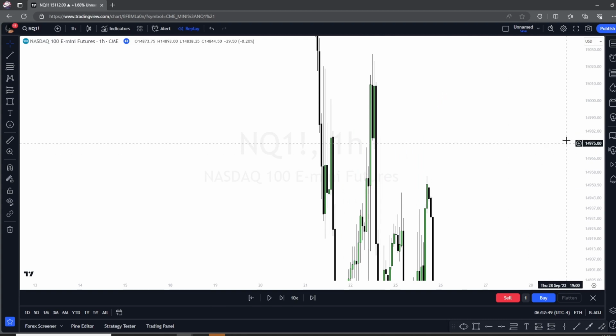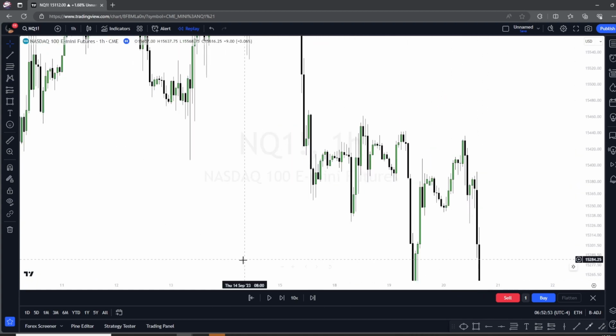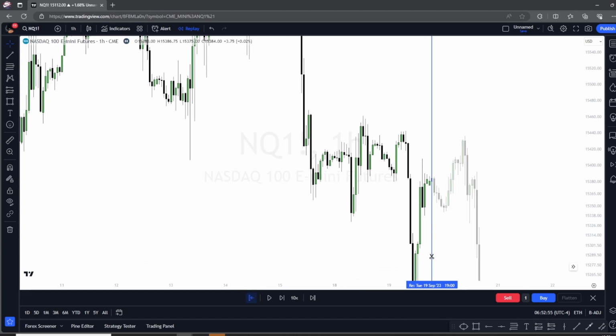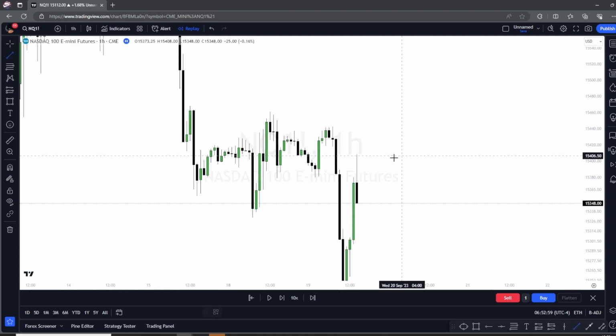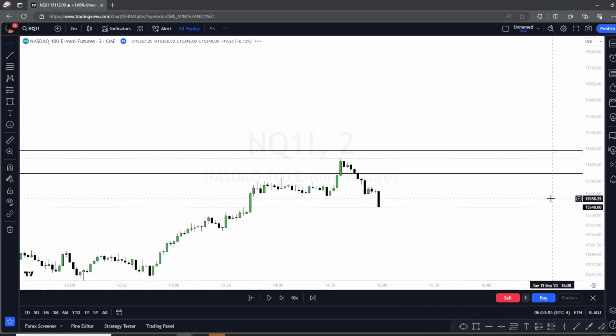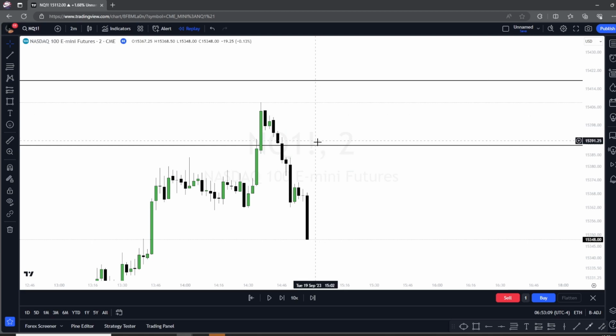There was not one here. So let me check if there's anything. There's one right here that we hit. Let's look at this and keep in mind the PD array on the higher time frame. I do not care if that has swept internal structure or not. That's fine with me.